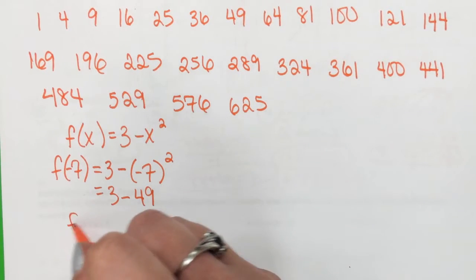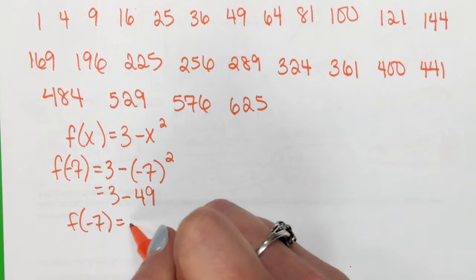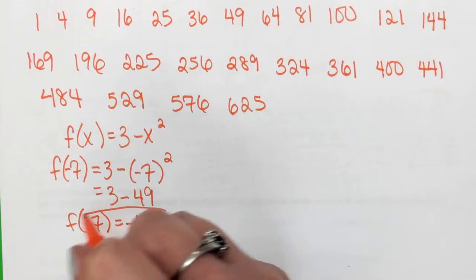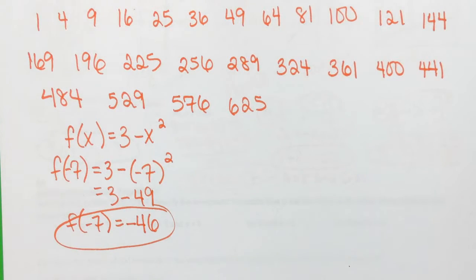All right, and that would be f. Watch the way I write my answer. f of negative 7 equals negative 46. You see how I wrote my answer? Y'all okay? Yes. All right.